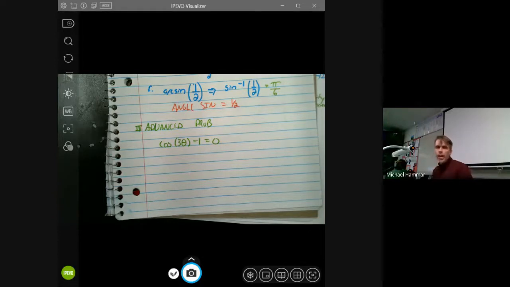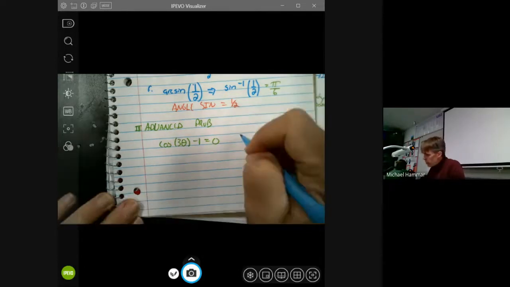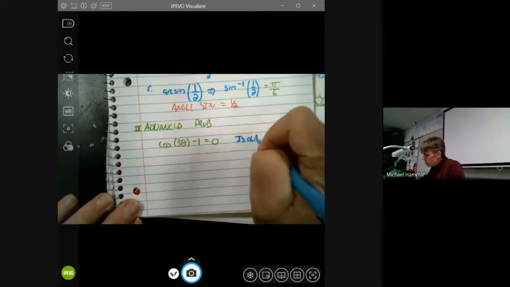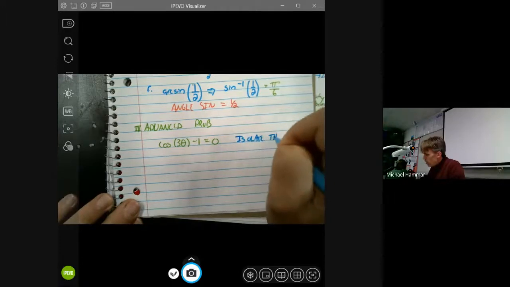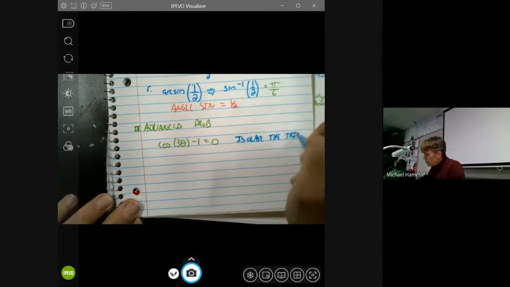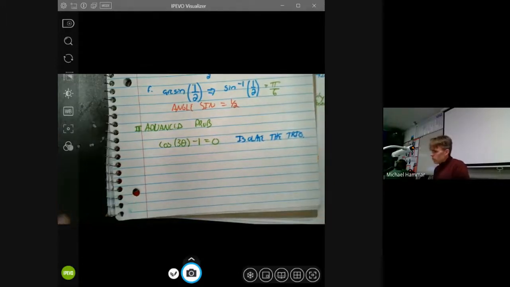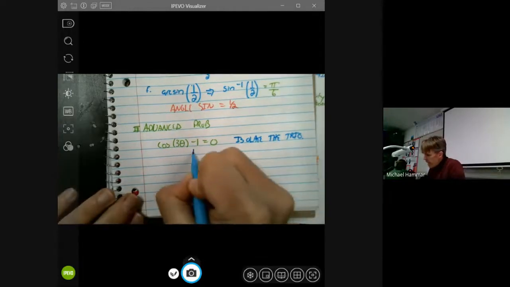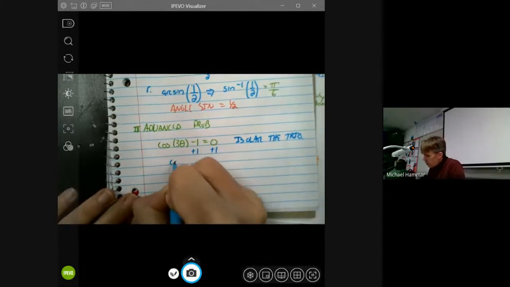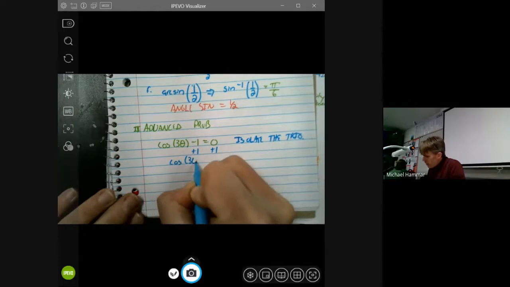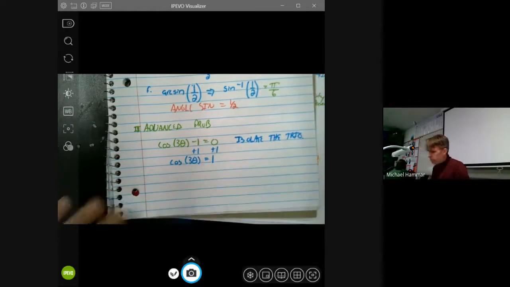We were just trying to find values in the previous problems. Now we're trying to solve these things. When you solve these, the first step is to isolate the trig function. So if I isolate the trig function, I need to add 1 to the other side. So I have cosine of 3 times theta equals 1.